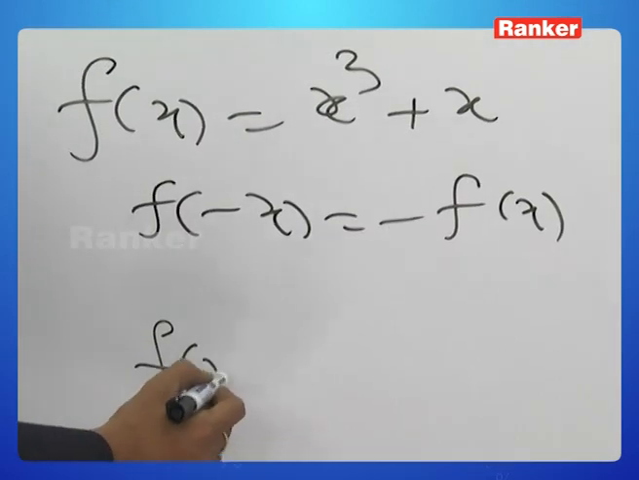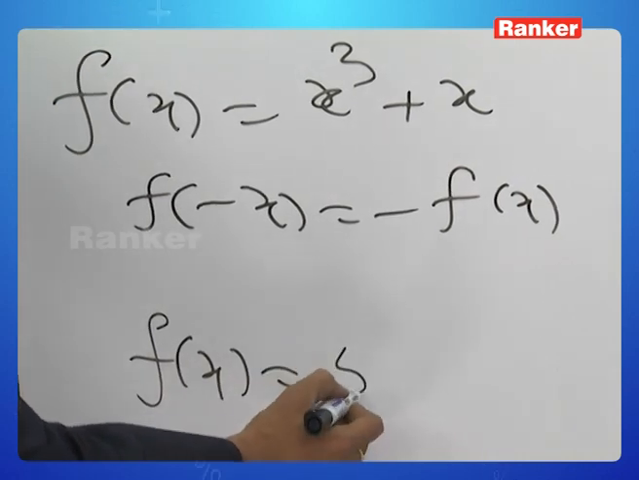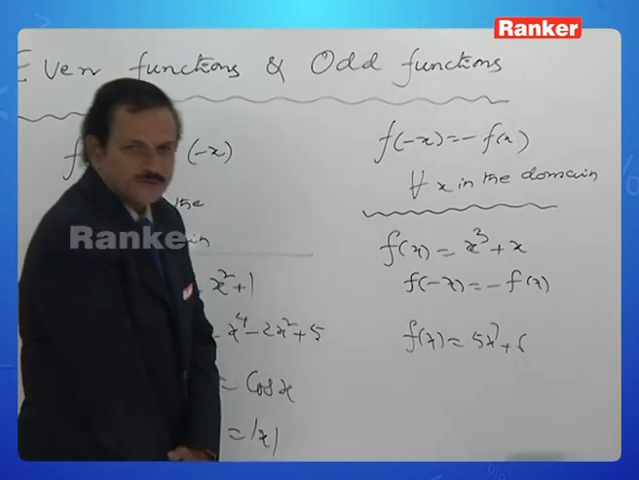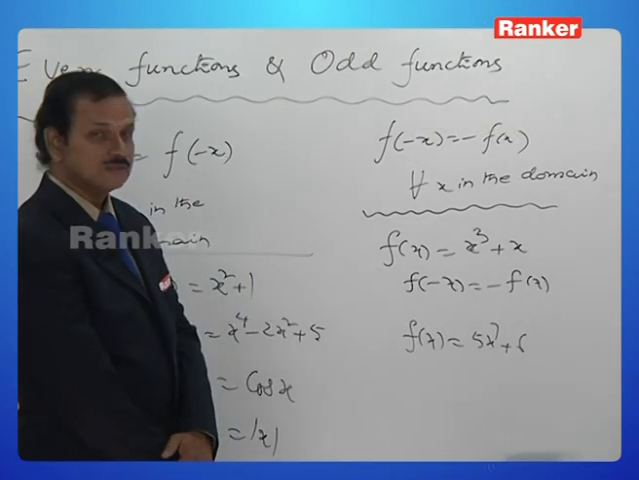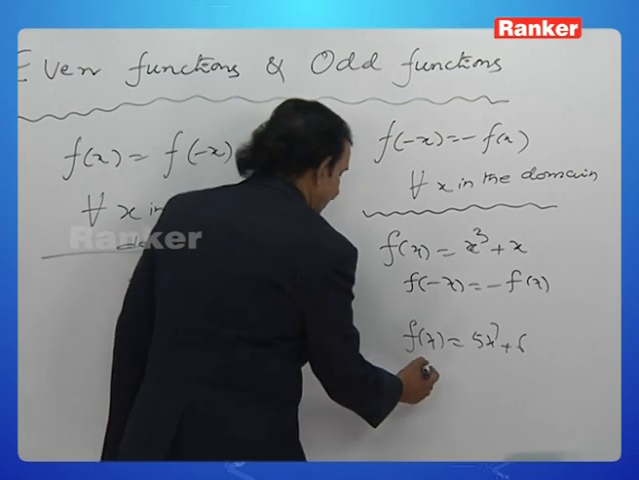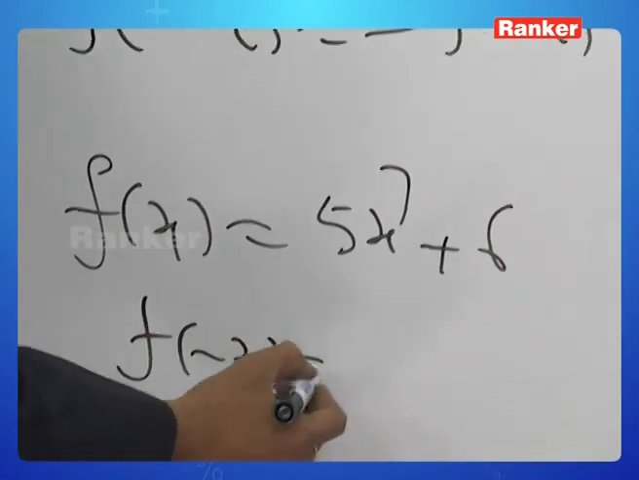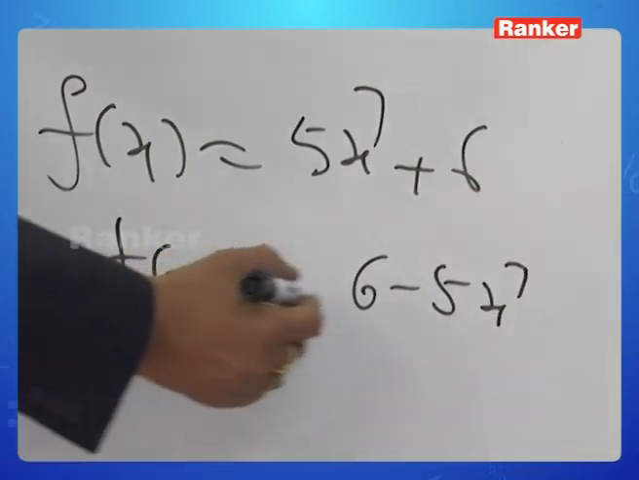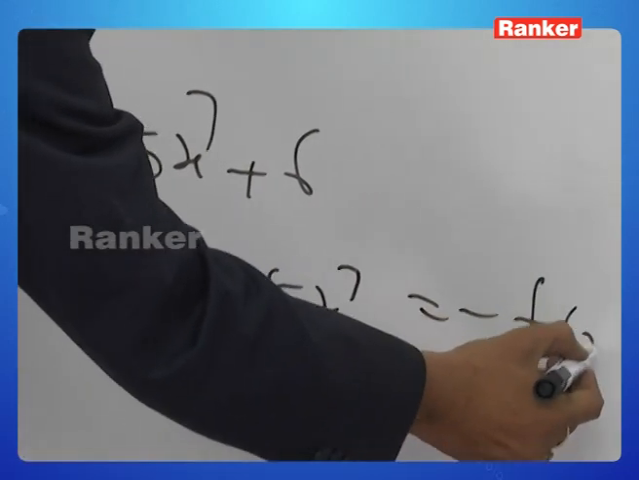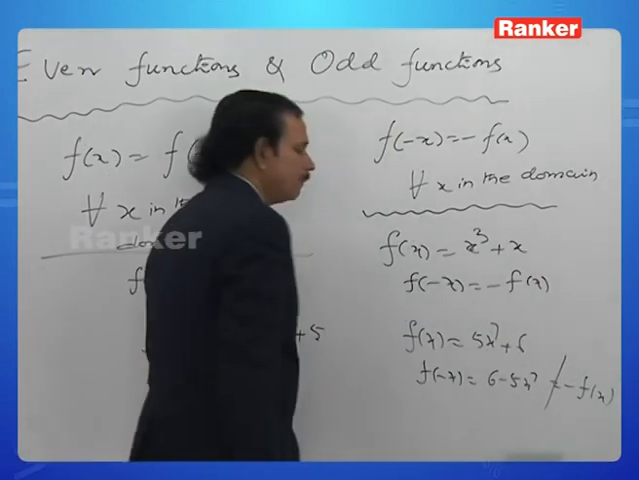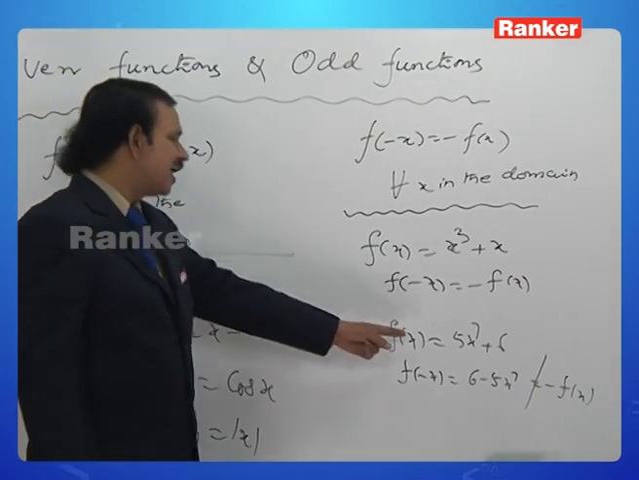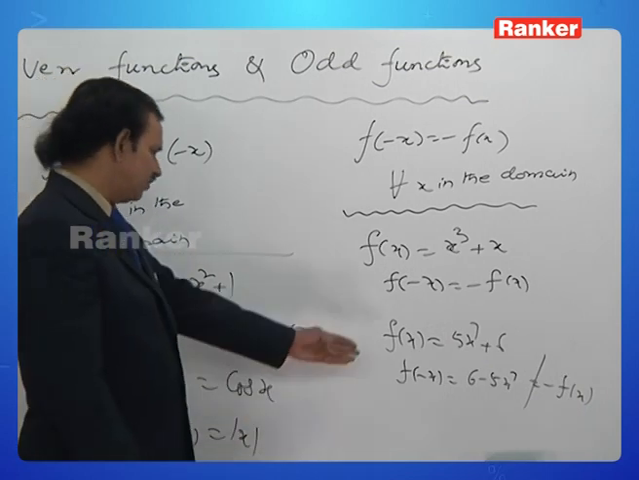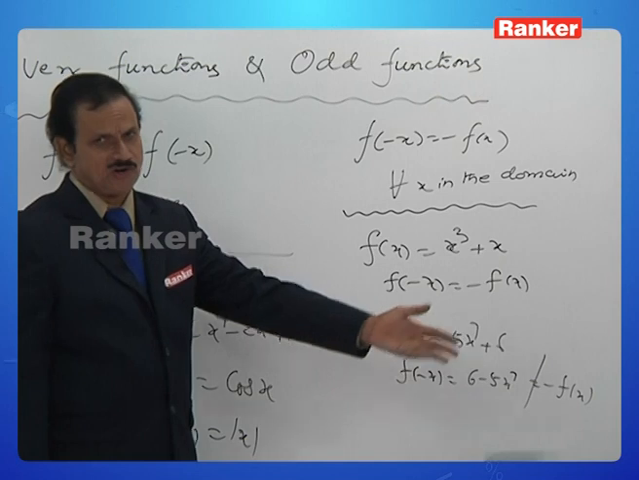Well, I am writing f of x is equal to 5x power 7 plus 6. Is it an odd function? What is f of minus x here? This is 6 minus 5x power 7. Are you able to write this as minus f of x? No. This is not odd. Then, is it even? No, it is not even because f of minus x is not equal to f of x.